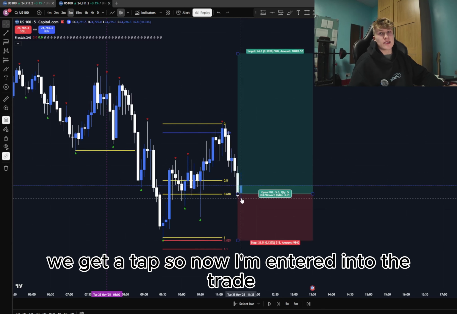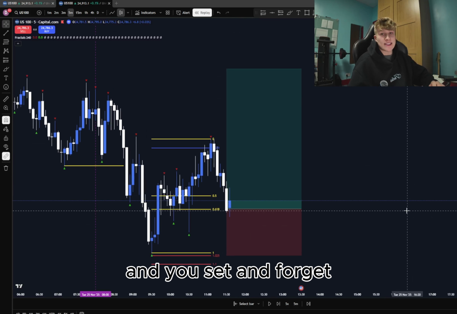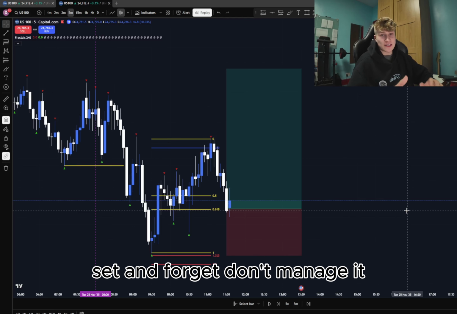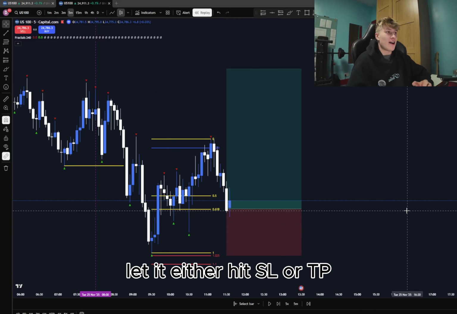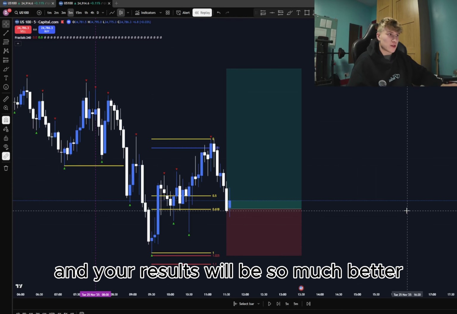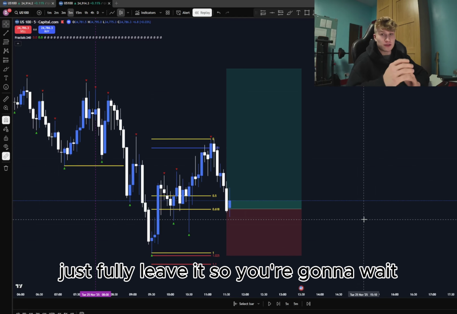So now I'm entered into the trade. As soon as you get this tap on the 0.618, you're now entered into the trade, and you set and forget. That's the most important part of this model, set and forget. Don't manage it, don't move to break even, don't trail your stuff, don't do any of that stuff. Just leave it. Let it either hit SL or TP, and your results will be so much better, especially if you're emotional. Don't even try and trail it if you're emotional, just fully leave it.